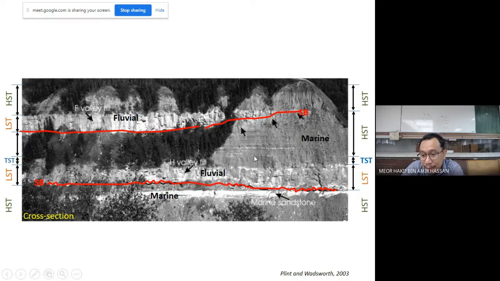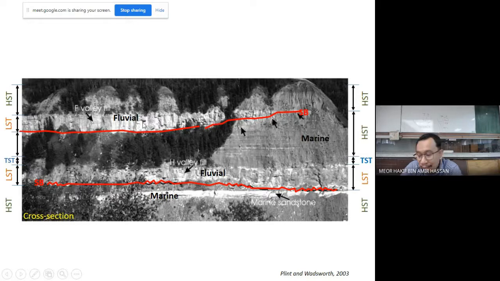This is the shaliest part. Somewhere in the middle here is going to be MFS, and below it is going to be the TST. So here, somewhere here is going to be your MFS. And above it, you get another coarsening upward package. Maybe several parasequences. One parasequence here going from shale to sand, shale to sand, shale to sand, and several parasequences. So it's an aggradational to progradational parasequence. This is the HST now.